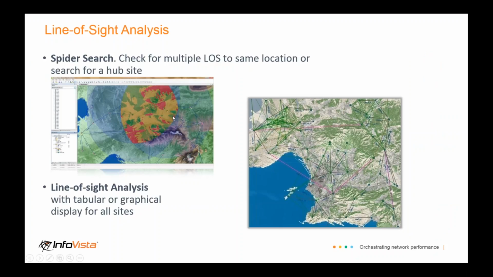There's another thing here called the spider search. I'm going to skip the actual demo of it because we're kind of running out of time. But it will allow you to search for a hub location. So the different colors that you see here are representing how many sites, the ones you chose.